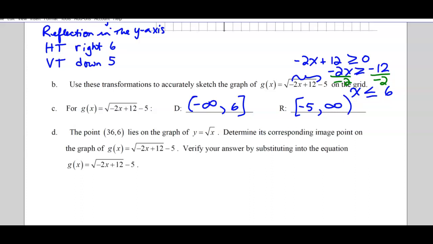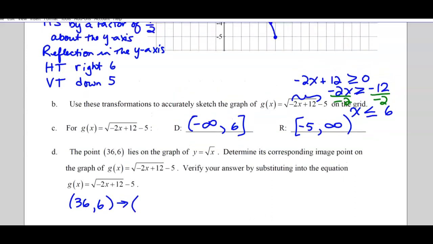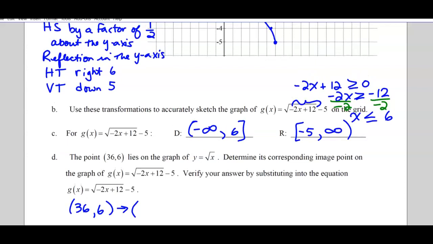Okay, so now the point (36, 6). Again, don't just substitute 36 in there. You have to take the transformations of that point. So (36, 6). What did we do? We did a horizontal stretch by a factor of 1/2 and a reflection in the y-axis. You could do that all at once. That would be 18, change the sign, negative 18. Then the translations: 6 right would be negative 12, down 5 would be 1.